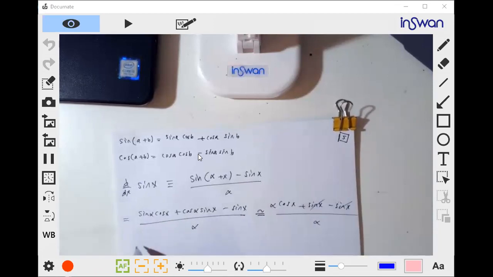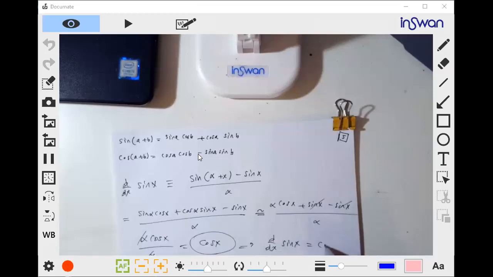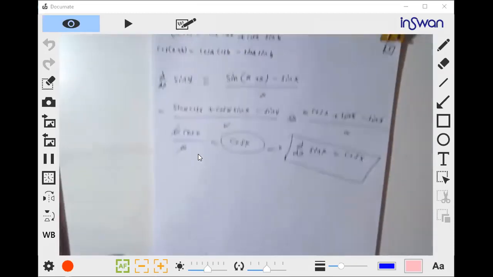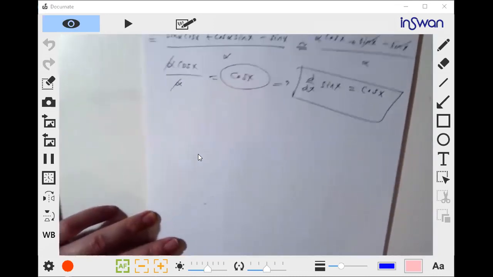Sine of x is canceled, so we get alpha cosine of x all over alpha. Cancel out the alpha, so we get cosine of x. Aha! This implies that the derivative of sine of x is cosine of x. Very cool.